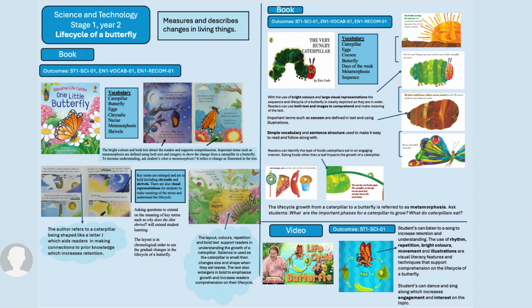Now, finally, to increase student engagement, attention, and retention, a song can be played for students on the life cycle of a butterfly. So students can listen to a song to increase their understanding. This can be met through the use of rhythm, repetition, bright colors, movement, and illustrations, which are all visual literacy features and techniques that support comprehension on the life cycle of a butterfly. So students can dance along, sing along with the song, which increases engagement and interest on the topic.